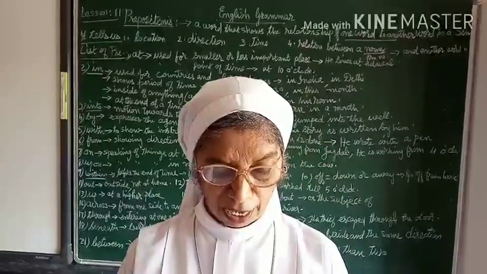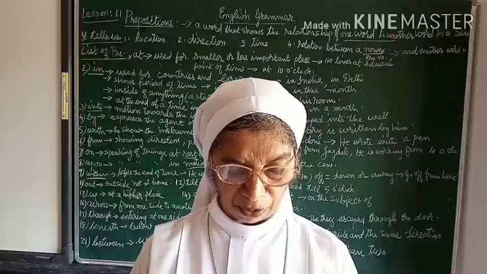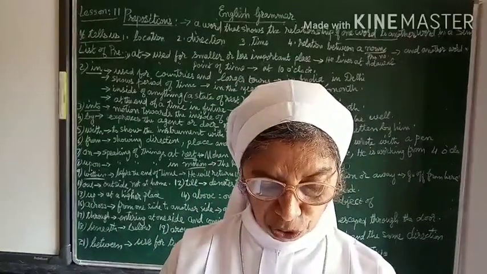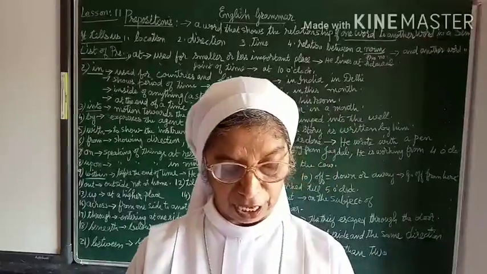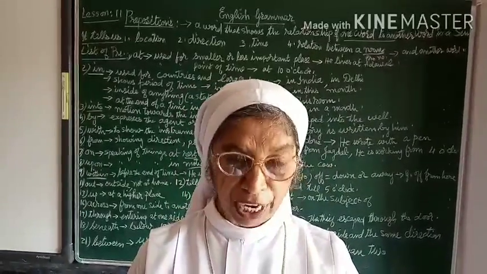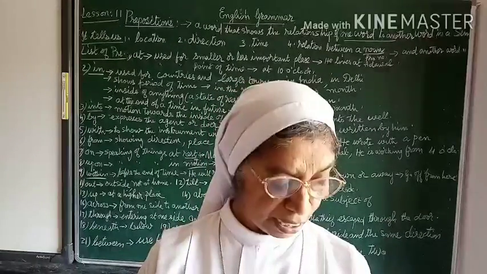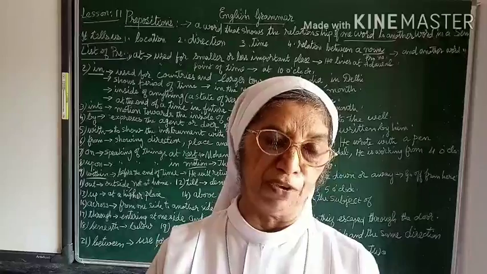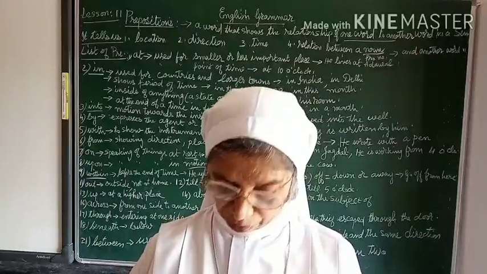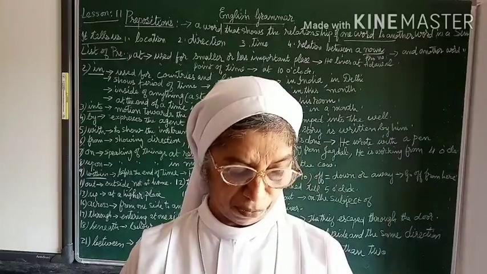Abide by means be faithful. Abstain from means keep away from or avoid. Act upon means have an effect upon, or do something in accordance with. Attend to means give care and thought to. Children, if you read this, you will understand it. So you read it and learn the meanings of it, because it is very important for English. Then you have a worksheet there on page number 45. Both the worksheets you have to do. Okay.